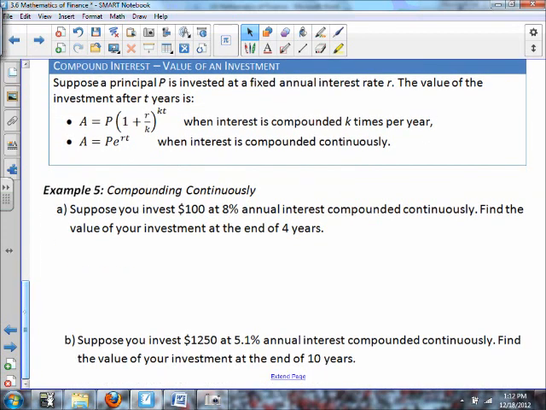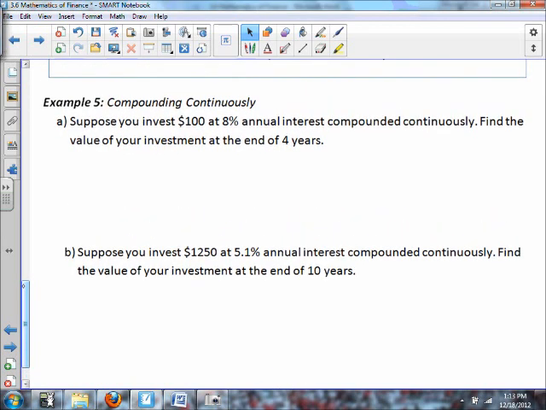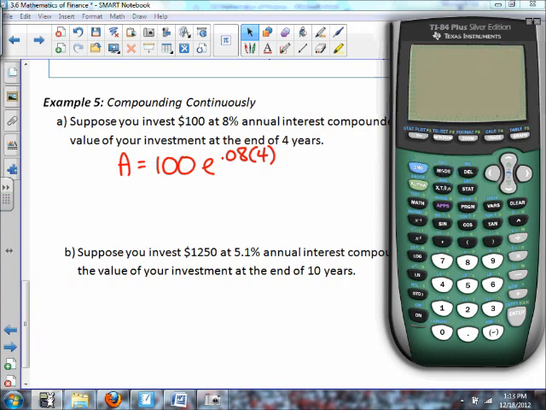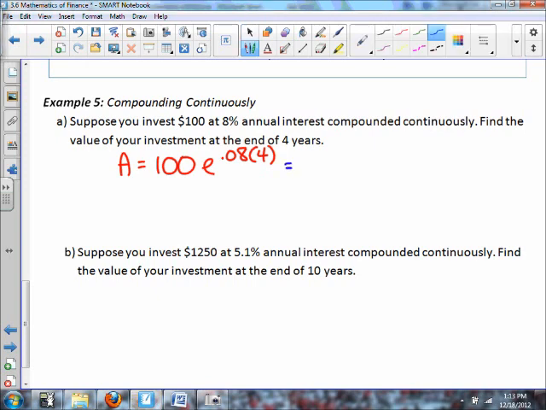Now, if we look at example 5, suppose you invest $100 at 8% annual interest, compounded continuously. Find the value of your investment at the end of 4 years. Okay? So we're going to use A is equal to P times e to the RT power. So A will equal 100 e to the 0.08 times 4. So in your calculator, 100 e to the 0.08 times 4. That gives 137.71, so $137.71.